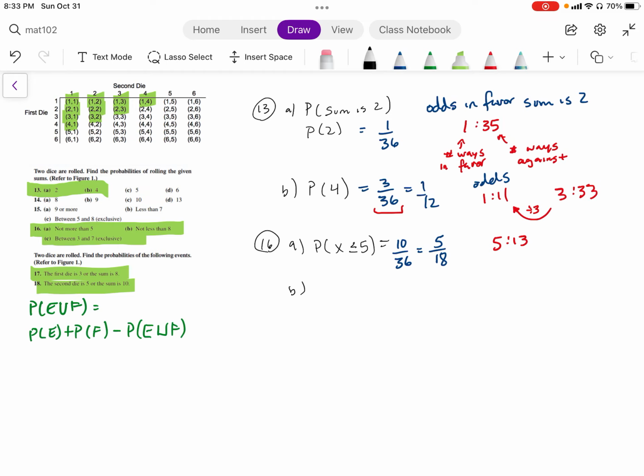All right, not less than 8. So not less than 8 would mean it has to be 8 or greater. Right? If it's not less than 8, then 8 is not less than 8, 9 is not less than 8, and so forth. So take all the combinations up there that are 8 or greater. We have 12, we have 11, we have 10, we have 9, and we have that row of 8. So we have 5 plus 4 plus 3 plus 2 plus 1.